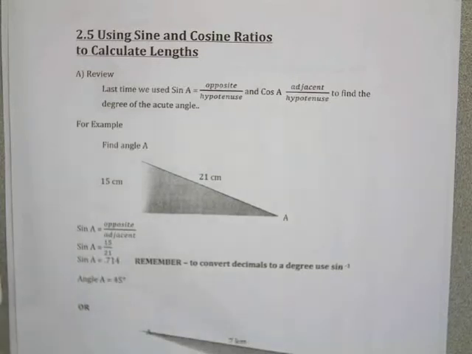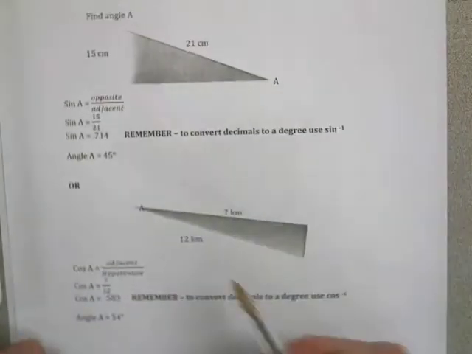Okay, so last lesson you talked about sine and cosine ratios to find angles. Today we're going to look at sine and cosine ratios to calculate length. Same setup: sin A is equal to opposite over hypotenuse, and cos A is equal to adjacent over hypotenuse. It depends what they give you which one you're going to use. So here are two examples of how it works.